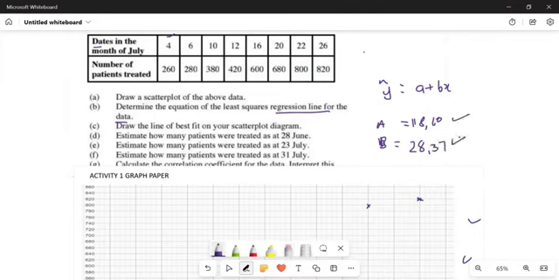Okay, you get 1 mark for this one, 1 mark for this one. And then you go and substitute to say Y is going to be equal to 118.60 plus 28.37x. And then you get another mark there. This is the equation of the least square regression line.